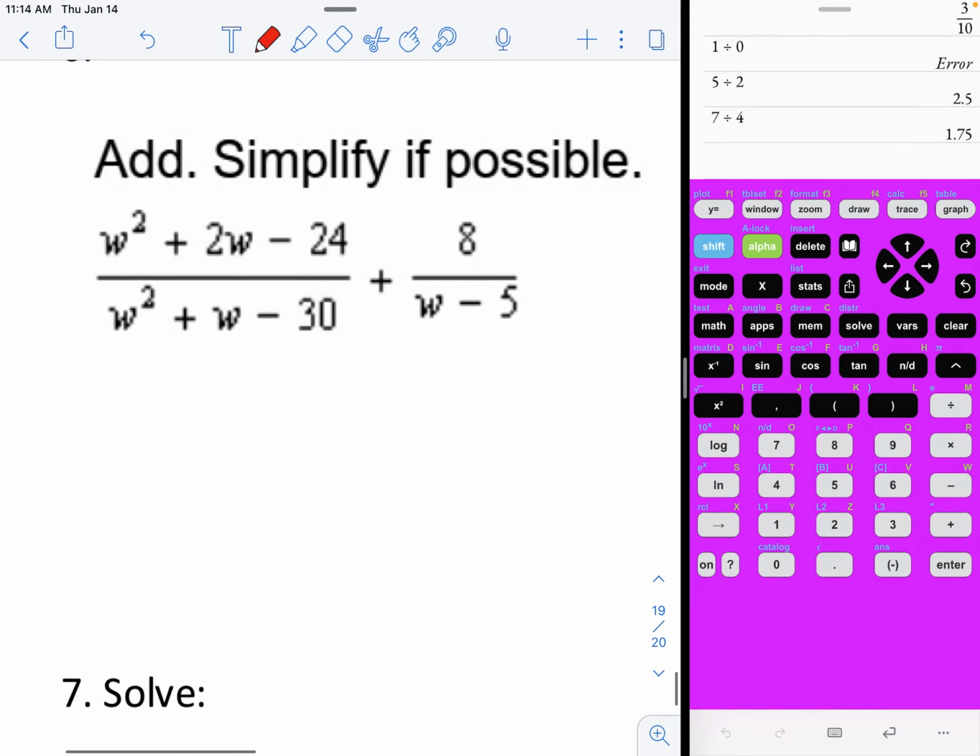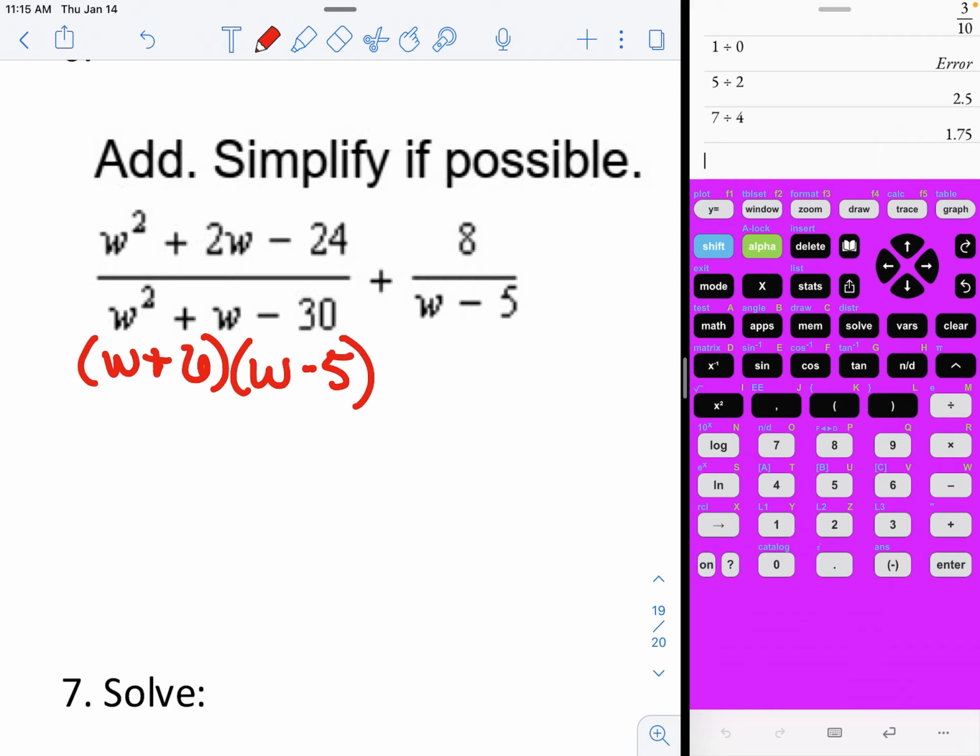Let's go ahead and add this time. Pause the video and factor top and bottom. Let's see if it makes a difference this time to factor top and bottom. Welcome back. I hope you took the time. You should have got, not b, we're on w's, w plus 6 and w minus 5.